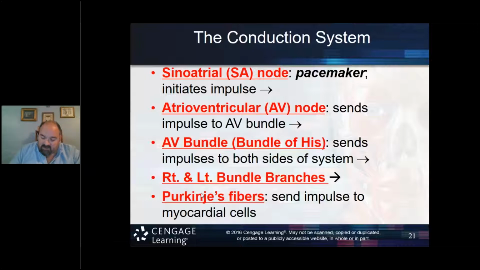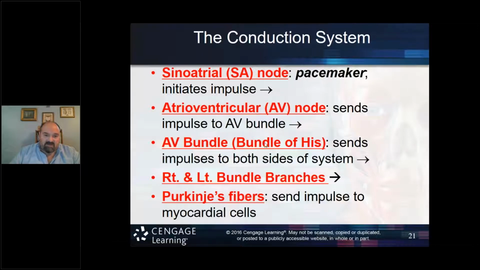Okay, I think it'll help to make things more real to you and really understand what's going on with the conduction system of the heart. Please know that you're going to have to memorize this, knowing where it goes. So the progression is SA node, AV bundle, aka bundle of His, to the bundle branches, right and left side, then to the Purkinje fibers.